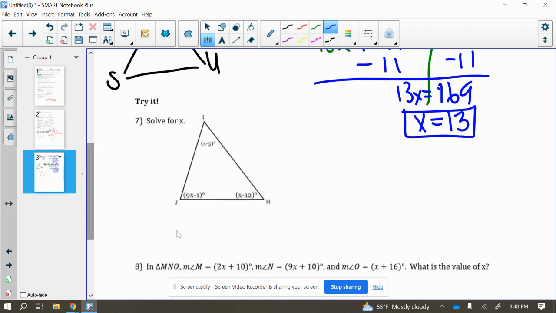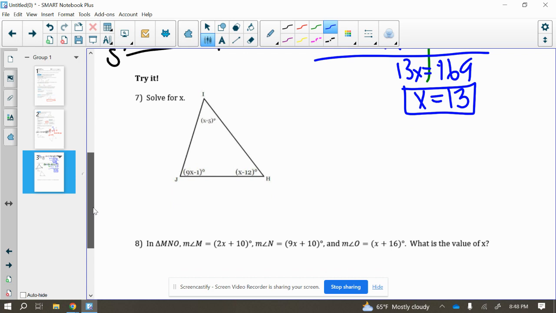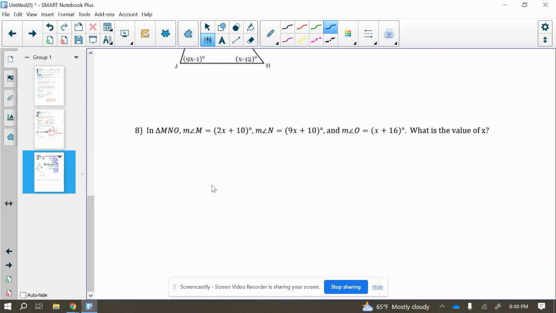All right, we have a final 2 examples for you to try on your own. The first one is asking you to solve for X. And the second one, again, did not give you a picture, but it is giving you those 3 angles and wants you to solve for X.